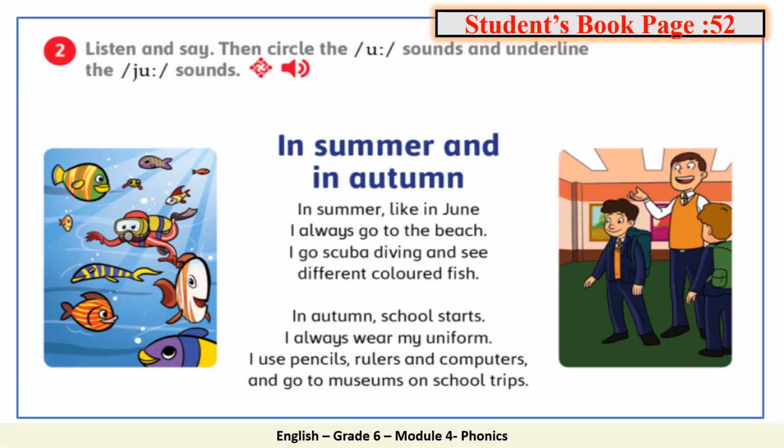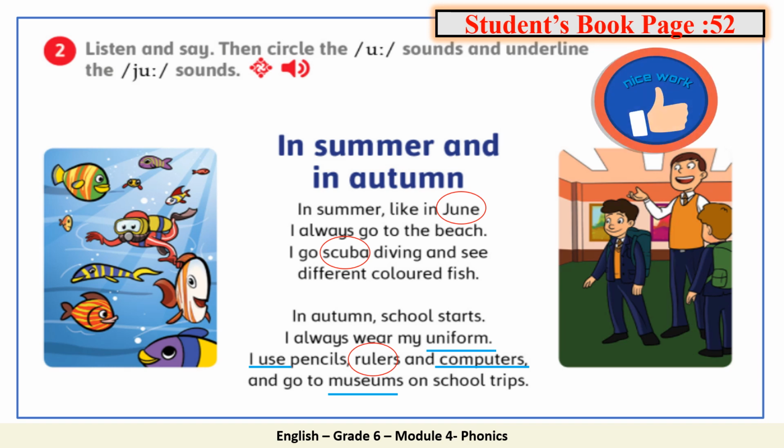All right, let's check our answers. Let's start with the oo sound. What did you find? Very good. We have the word June, scuba, and rulers. Very good. What about the U sound? What did you find? Very good. We have the words uniform, use, computers, and museums. Nice job, everyone. I'm proud of you.